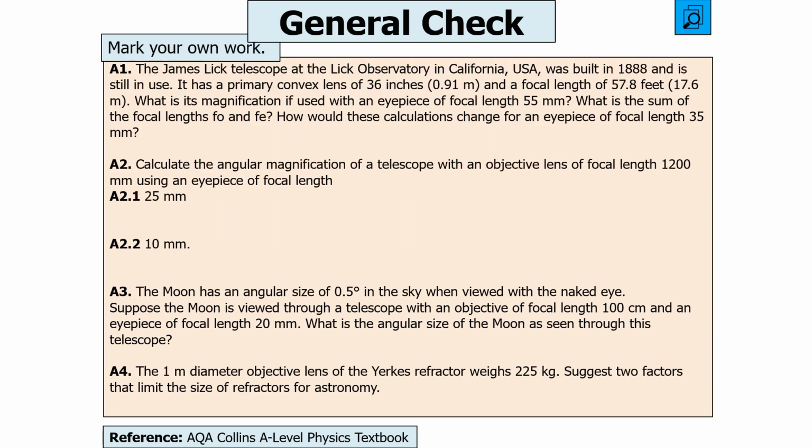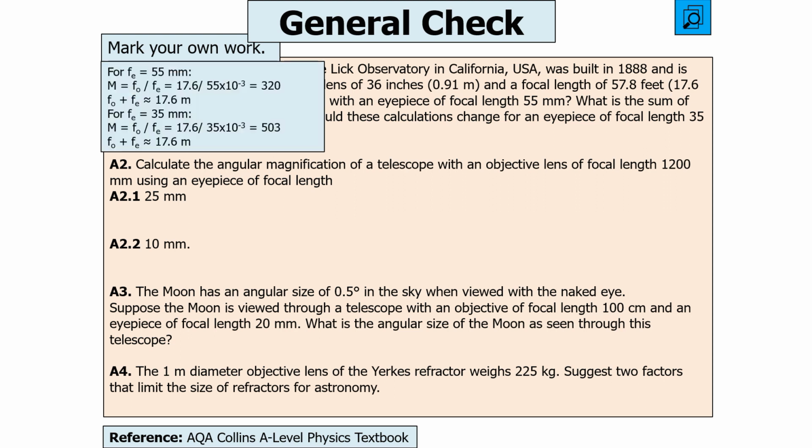Right, in this first one, we know in the first case, FE is going to be 55 millimeters. So magnification we know is FO over FE. That's an equation you've got to learn. Pop in all the values, so our magnification is 320. Now we also know that FO plus FE is going to be 17.6 meters, which should be the entire length of that telescope. Now again for the second one, FE is 35 millimeters. Pop in the values for magnification, and therefore we get 503. And again, the total of the two added up is about 17.6 meters.